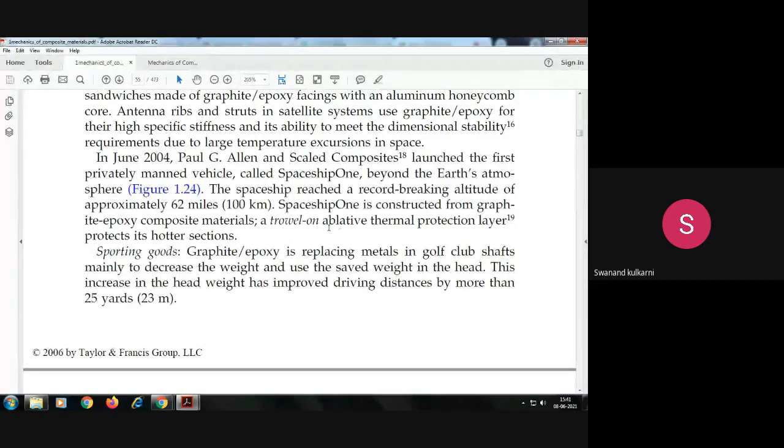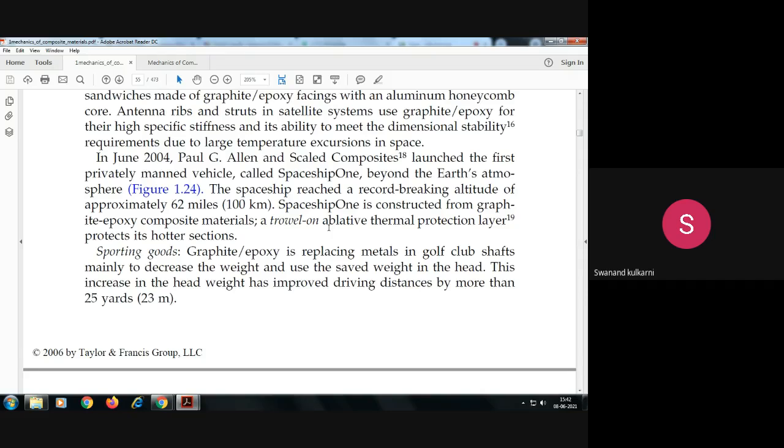Then sporting goods, meaning the sporting industry. Now we have seen the example of sports. So one more example of graphite epoxy. Once again, see how graphite epoxy has different applications. So this graphite epoxy is now replacing the metal.